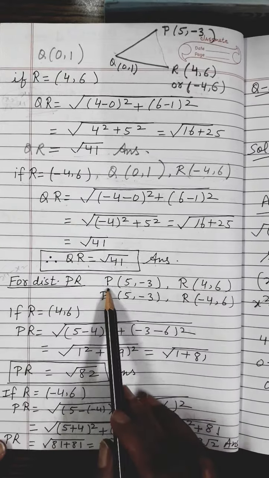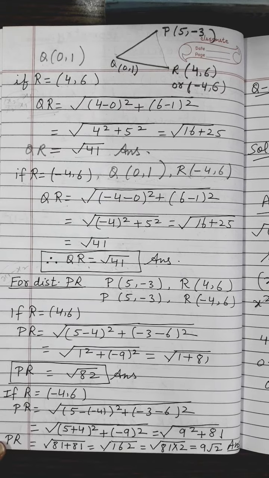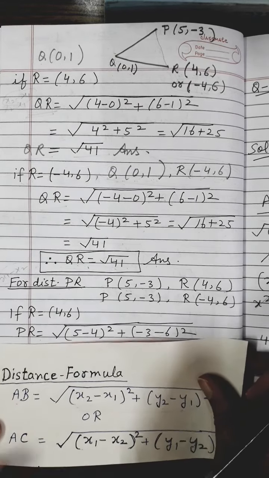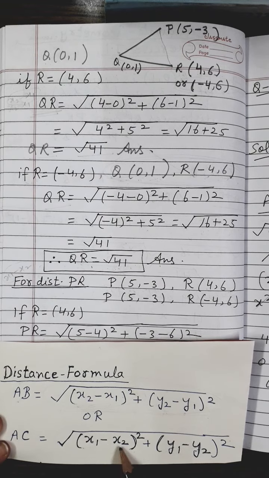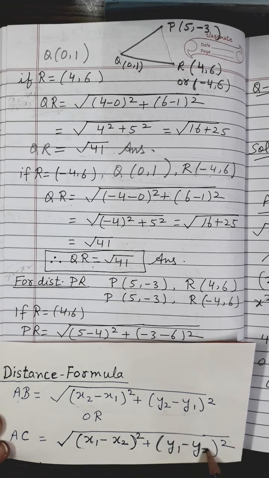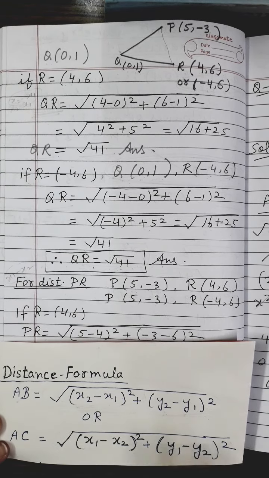If I take P as this point and R as this point, then I have to calculate the PR distance. So for this, again look at the distance formula. In this case I am using this type of distance formula, square root of x1 minus x2 whole square plus y1 minus y2 whole square. You can use either way, but for finding this distance I am using this one. I am finding this one more convenient.